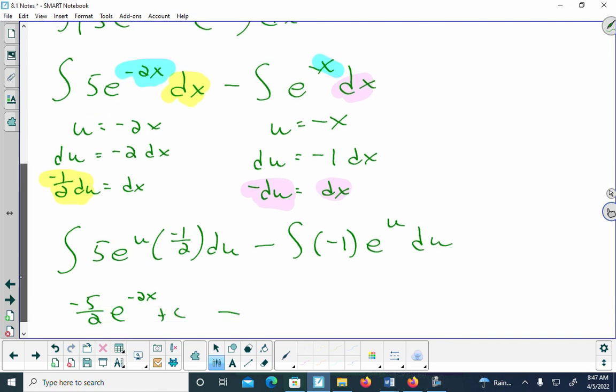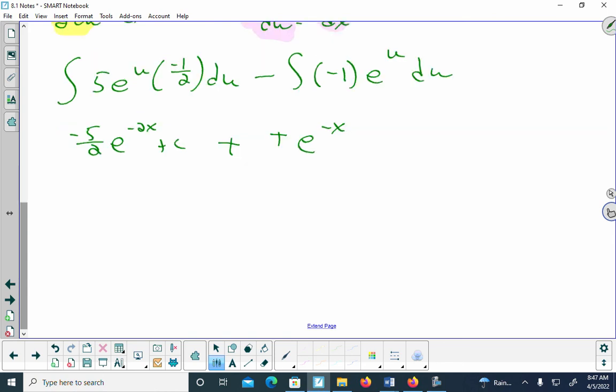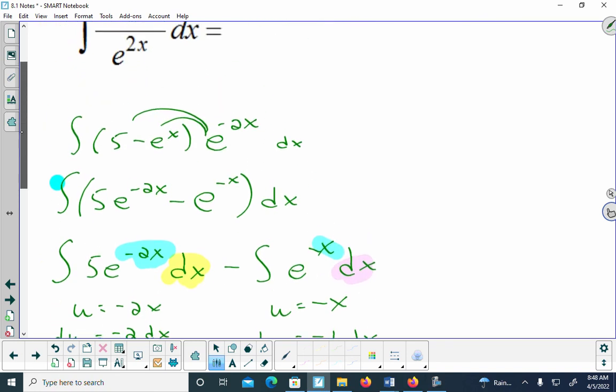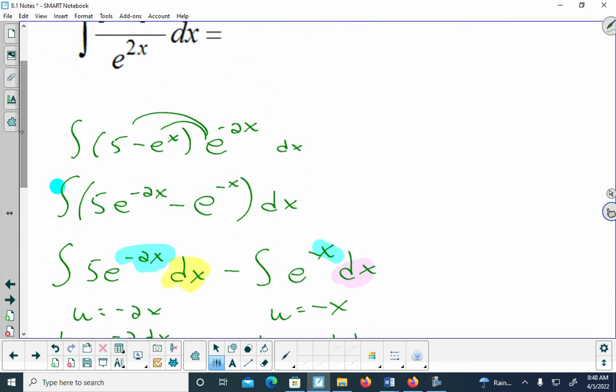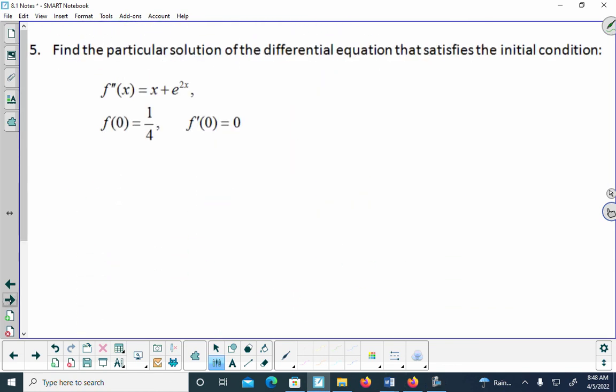And then this will end up being negative e to the negative x, and then this will be plus. So my final answer is going to be f of x is equal to negative 5/2 e to the negative 2x plus e to the negative x plus c. Okay, that's everything. When you have one like this, you're going to have to separate into two integrals. You're going to have to do the u substitution twice. Just go slow, take your time, make sure you write everything down.